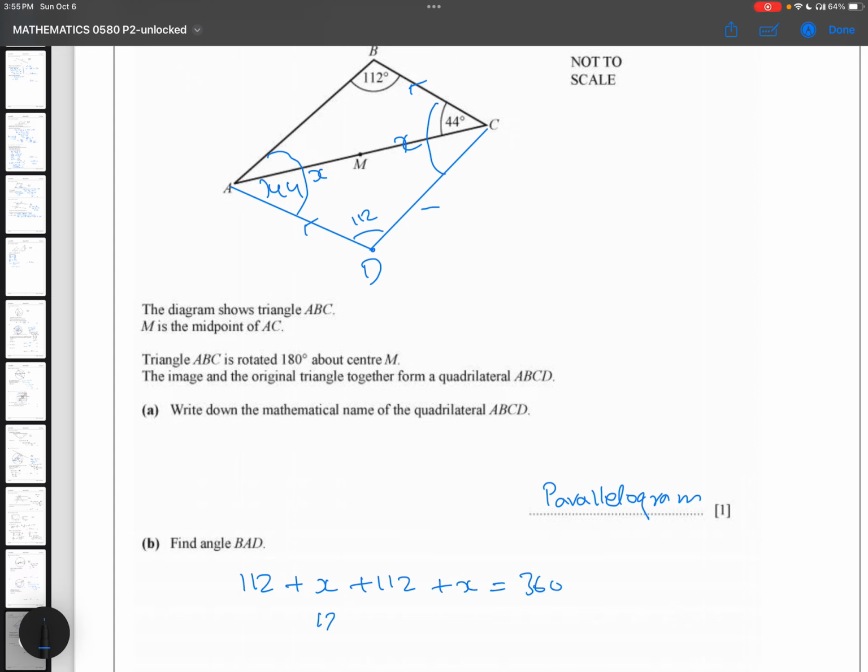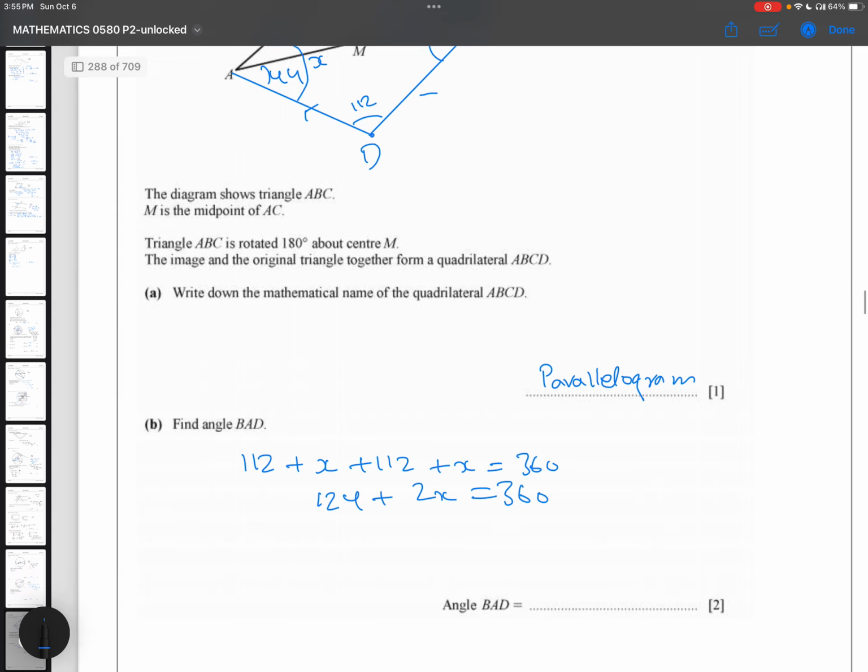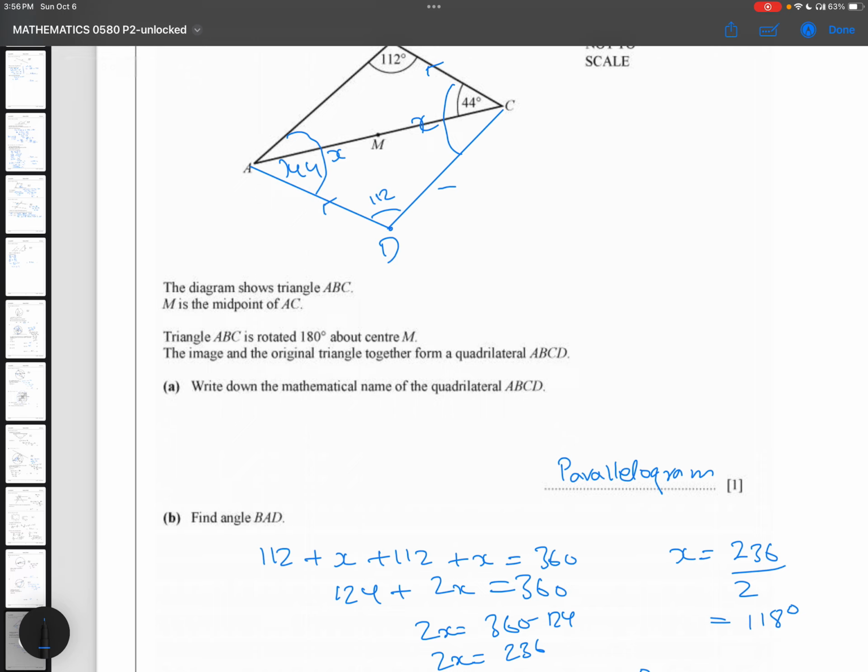Now 112 plus 112 is 224, so 224 plus 2X is equal to 360. Now 2X will be equal to 360 minus 224. 2X is equal to 360 minus 224, that is 136, and X will be equal to 136 divided by 2, that will be equal to 68. Angle BAD is equal to 118 degrees.